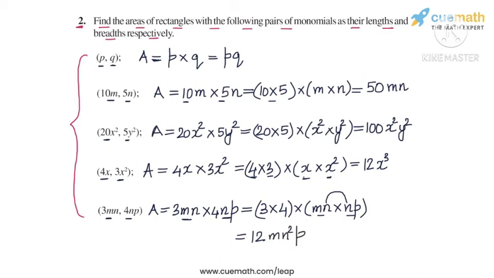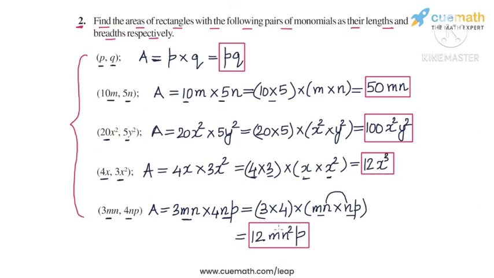So the five parts of the answer are pq for the first pair, 50mn for the second pair, 100x square y square for the third pair, 12x cube for the fourth pair, and 12mn square p for the fifth pair. And this completes question number 2.